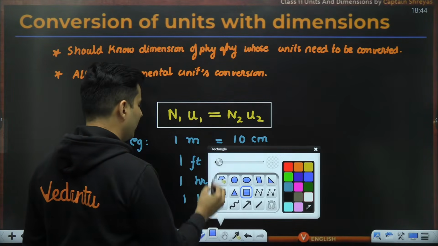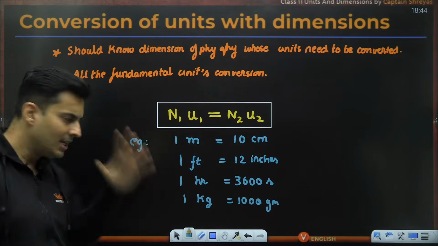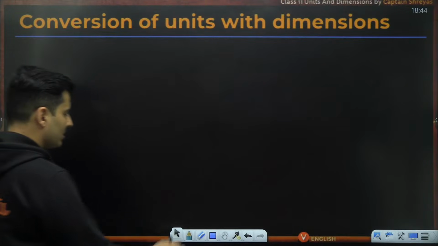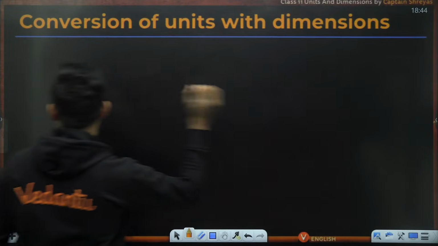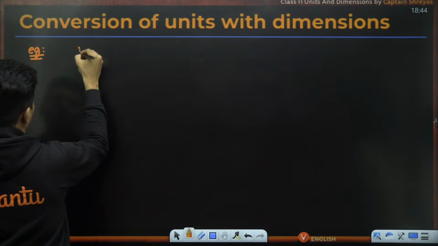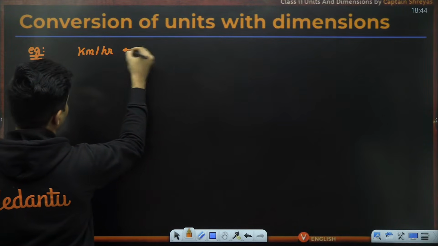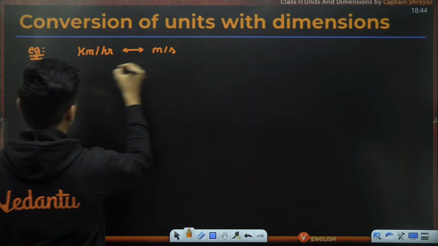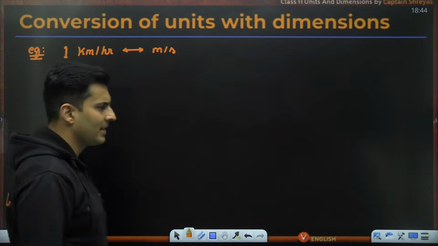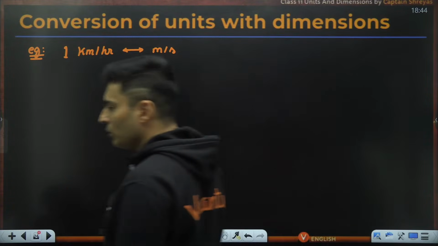N1 U1 will be N2 U2. Now, how do you practically perform this conversion? Let me demonstrate this to you by some practical examples. Say, the best example, I want to convert kilometer per hour into meters per second. 1 kilometer per hour is how many meters per second? I want to do that. Very famous conversion, right? How do you do it?